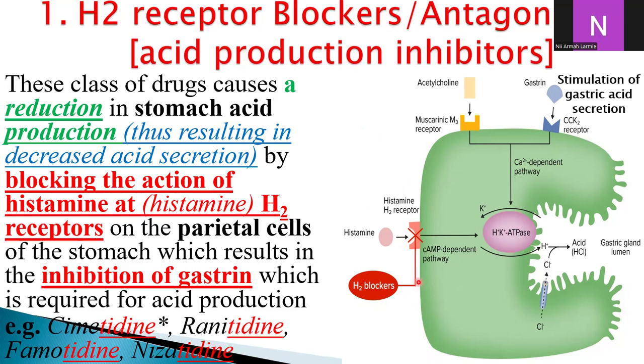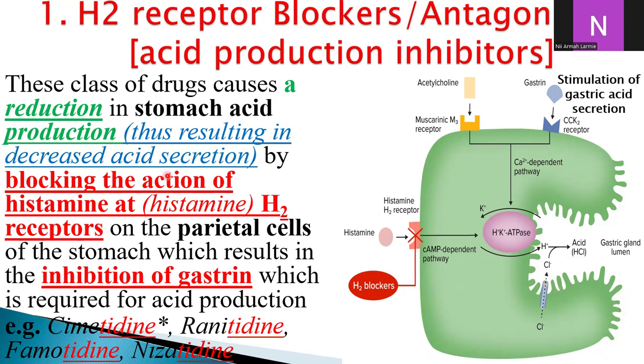Thus, these drugs are able to reduce the acid that is secreted by about 50% and are therefore helpful for acid-related problems. So what are we saying? We are saying that H2 receptor blockers, or antagonists, work by reducing the amount of acid, HCl, produced in the parietal cells, thus resulting in a decrease in the amount of acid that is secreted into the lumen of our stomach.